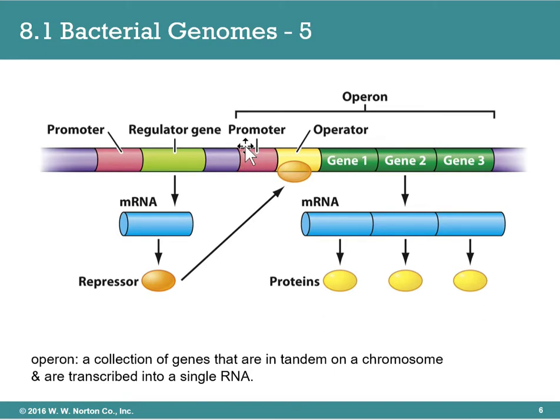Oh, I'm sorry, operon, not operator. Got confused. So the operon is the promoter with the operator and all the genes in it that are needed to be sequenced. So an operon is a collection of genes that is going to be transcribed on a chromosome into RNA.